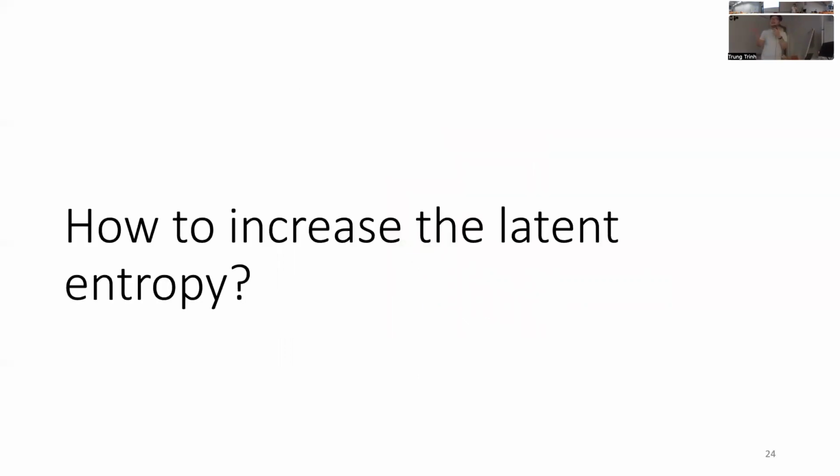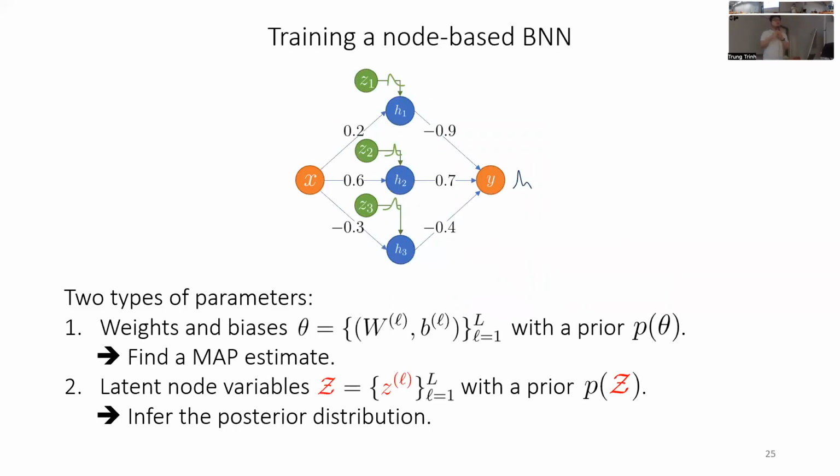So how do we increase the latent entropy? First, we will discuss a method to train a Node BNN model. As stated before, there are two types of parameters in this model. The first one are the weights and biases, for which we find a MAP estimate. And the second one are the latent node variables, for which we infer the posterior distribution.